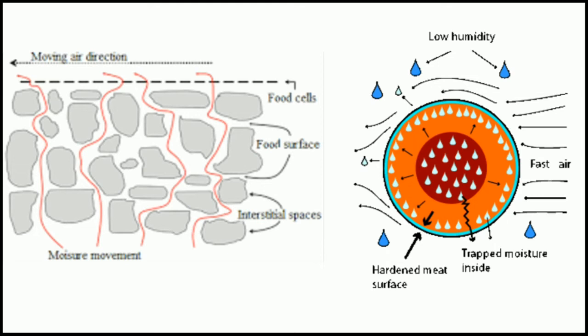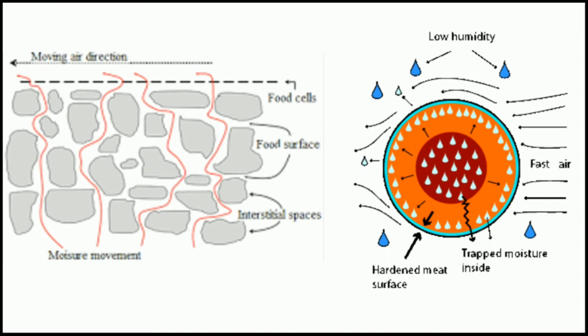But if the system is not controlled, the hot air has a very high temperature, or the speed of the air is very high, what will happen? The surface will dry faster than the rate at which water from the core reaches the surface, and due to this, the surface will dry up. However, the core will still be moist.